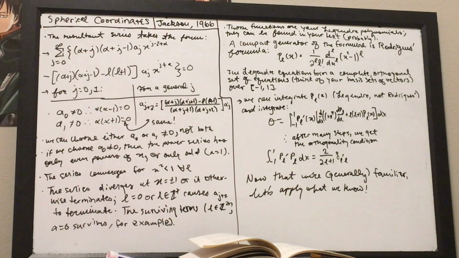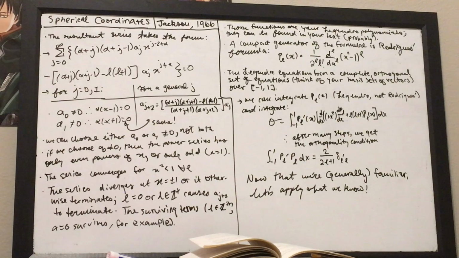Now that we're generally familiar with the fact that these things are around, they exist, and there's lists of them in your textbooks that you could probably refer to for the first couple of ones, we can actually begin to apply our Laplacian for spherical coordinates within some sort of azimuthal symmetry. So like for a sphere, for example, right?